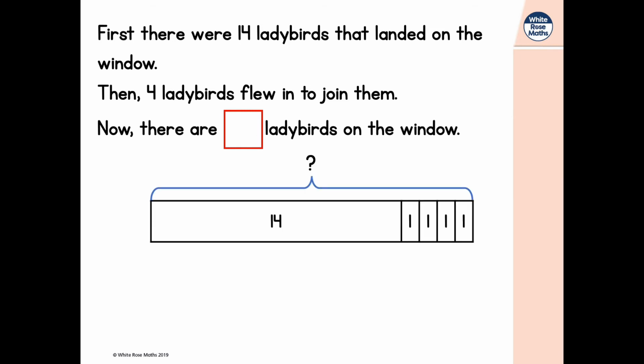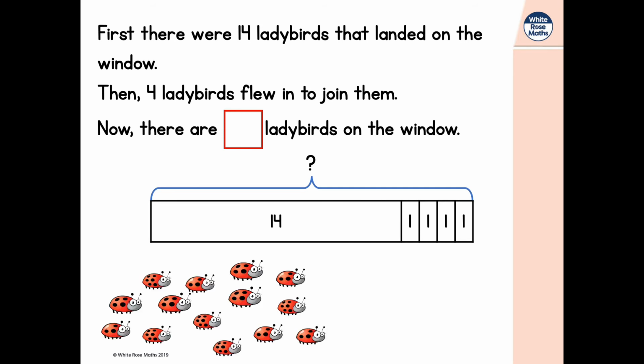Well, we could actually think about this counting on question in the form of a bar model. We can see the 14 ladybirds in the big box, and then we can see the 4 ladybirds that joined them as the smaller boxes. Let's try counting on.